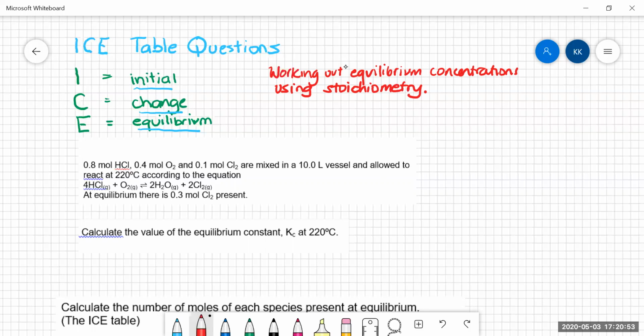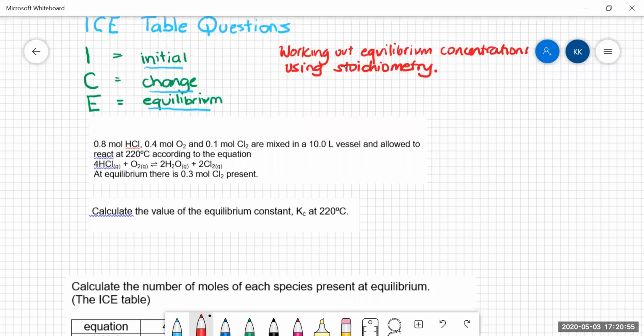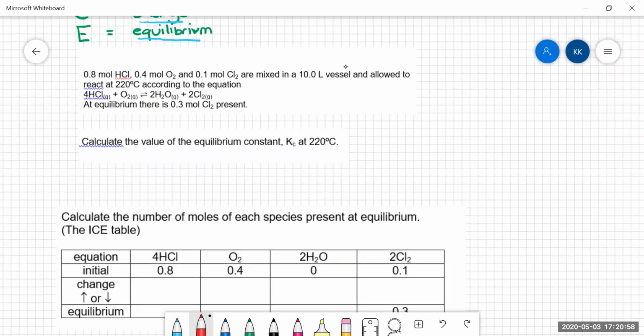So last video, we had lots of questions where we had to work out Kc, the equilibrium constant, but we were always given the concentration of substances at equilibrium. If we have a look at our question this time, 0.8 moles of HCl, 0.4 moles of oxygen, and 0.1 moles of chlorine are mixed in a 10-litre vessel and allowed to react at 220 degrees according to that equation. So we have our equation there for HCl plus O2 in equilibrium with 2H2O and 2Cl2.